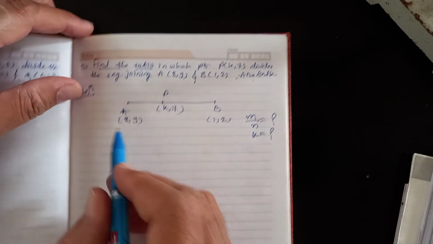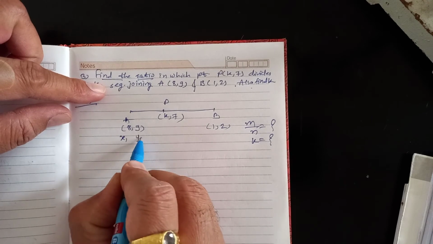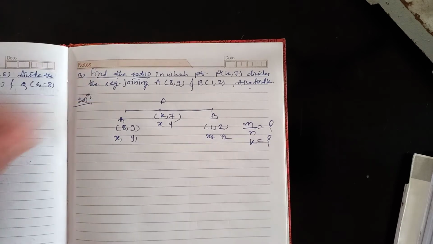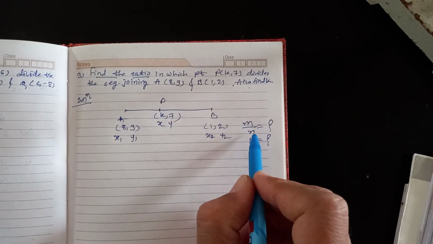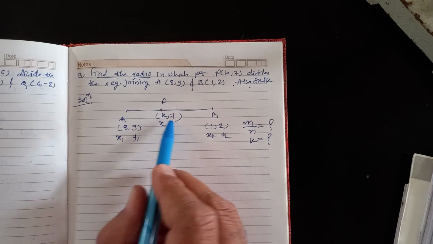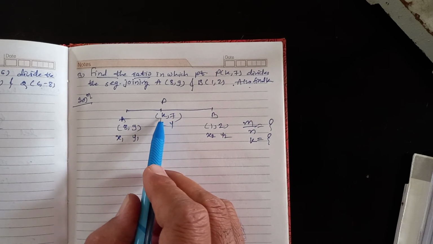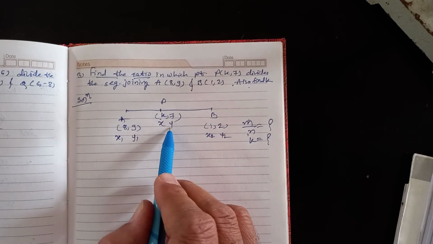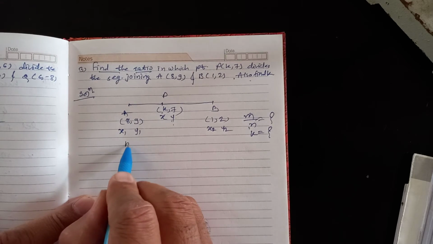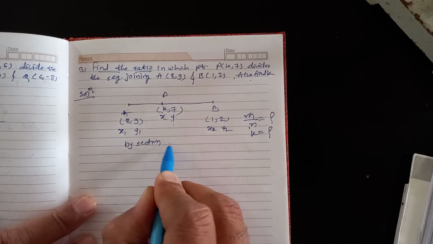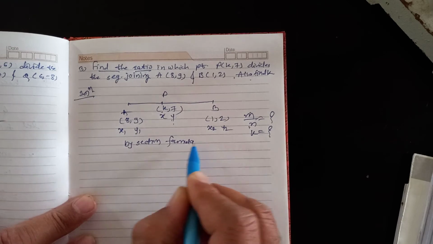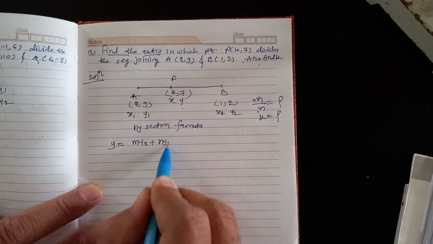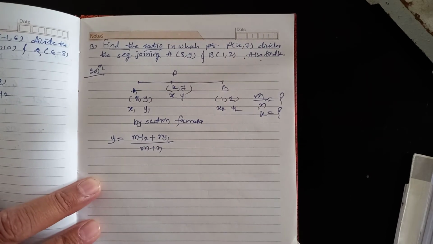So first, write this is x1, y1, this is x, y, x2, y2. See, now for the first ratio M upon N, we should know either x or y. Here x is given as k, so we cannot take k, because we have to find M upon N first, then we can find k. So first you take the y coordinate, by the section formula. See what happened. Y is equal to my2 plus ny1 upon m plus n. We have to find this.